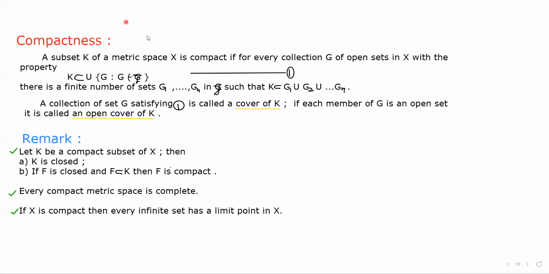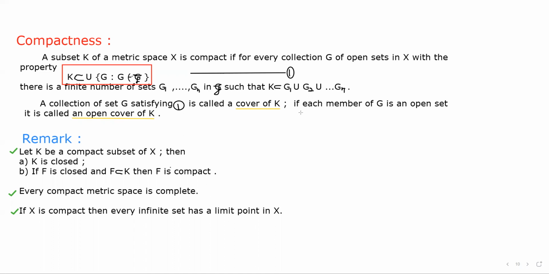What is the required condition here? K must be a subset of the union of all the open sets. Okay, so this is the condition for compactness. We say that the collection of sets G satisfying this condition, that K is a subset of the union of all open sets, is called a cover of K.